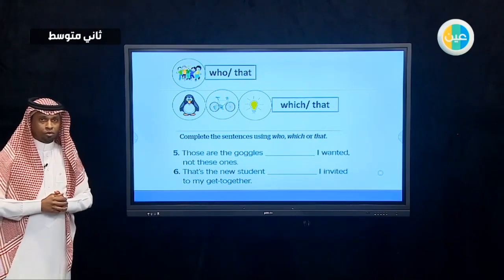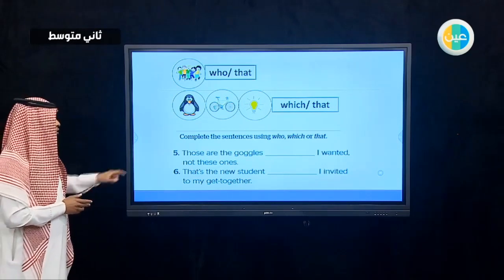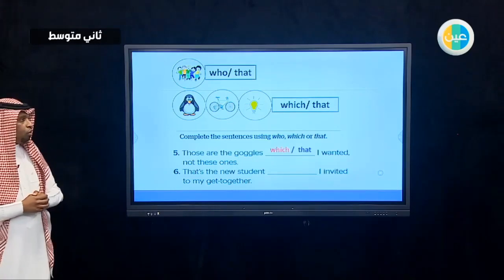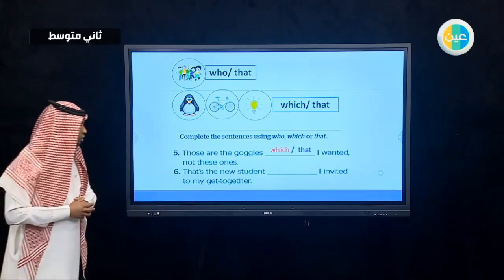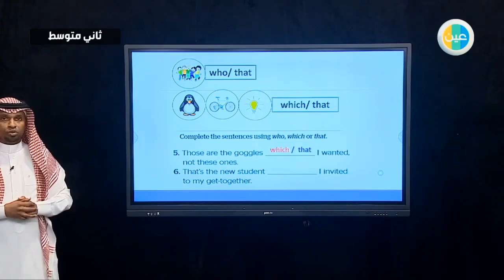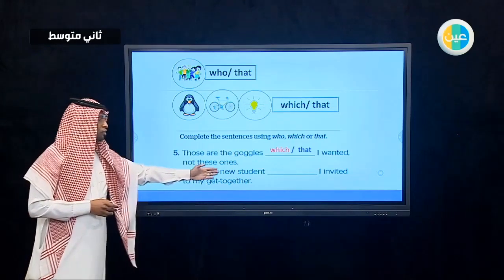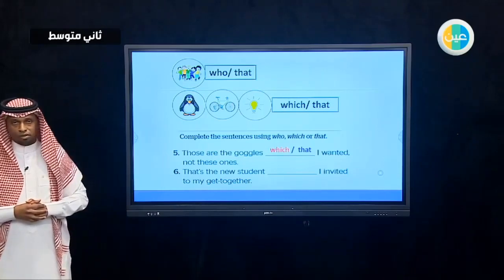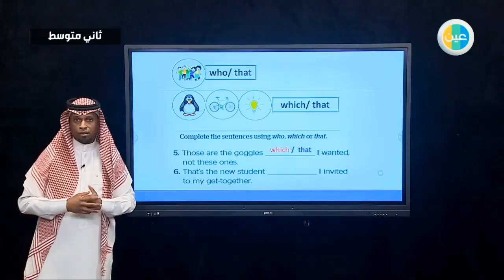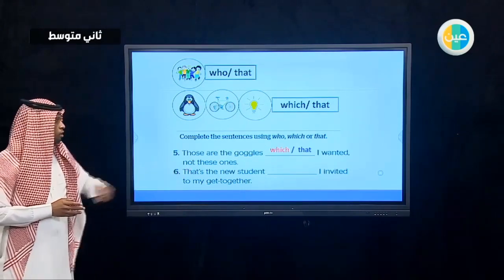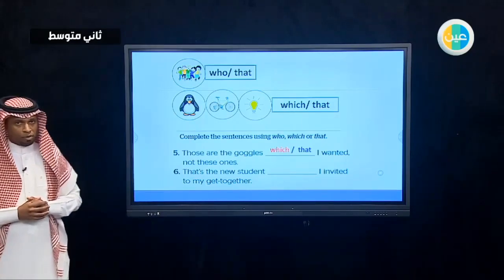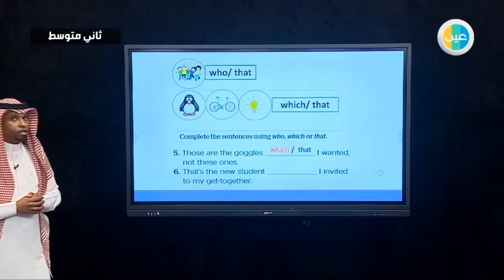Good. So did you find the answer? Excellent. The answer is which, or we can also say that. Which or that. And how about the next one? Number 6. That's the new student. The new student. It's not necessary to be a name of a person to have the answer who. Maybe some students make mistakes when they find a word which is not a name of a person. So you need to be careful.